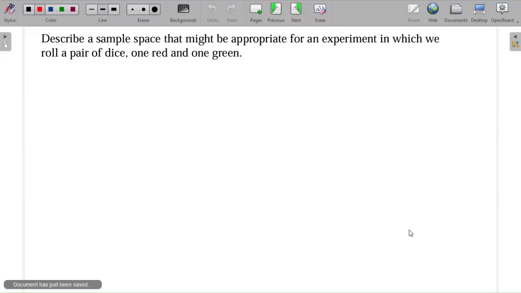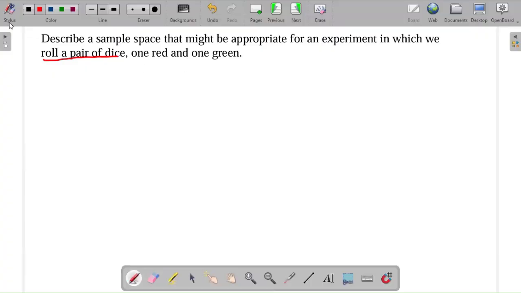Welcome to this video. In this video, we are going to look at a question where we are trying to construct a sample space for a pair of dice. The question says, describe a sample space that might be appropriate for an experiment in which we roll a pair of dice, one red and one green.